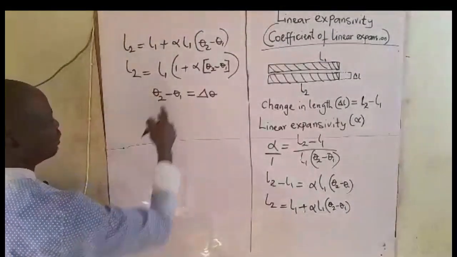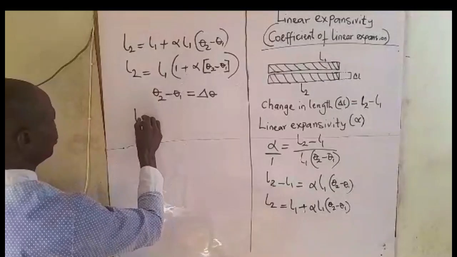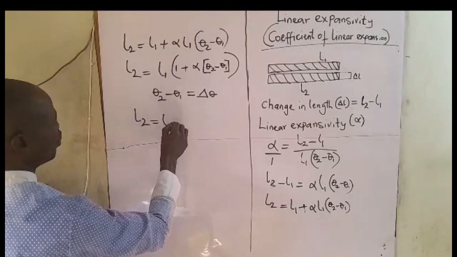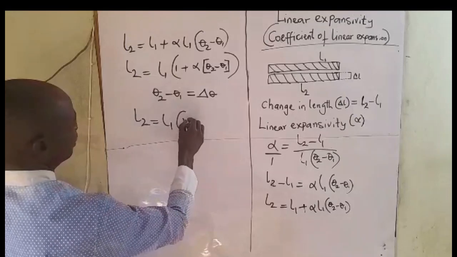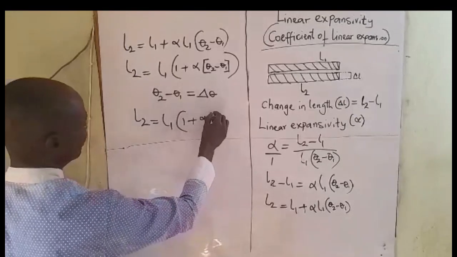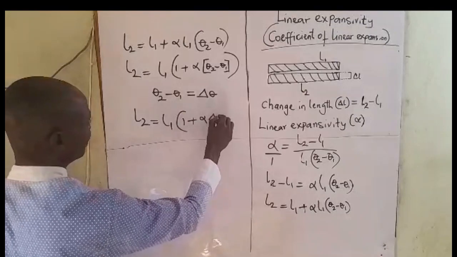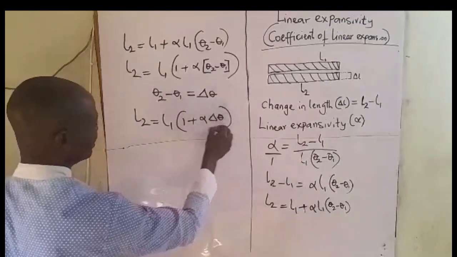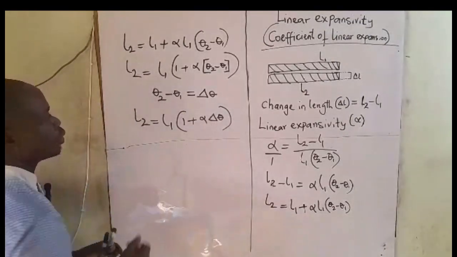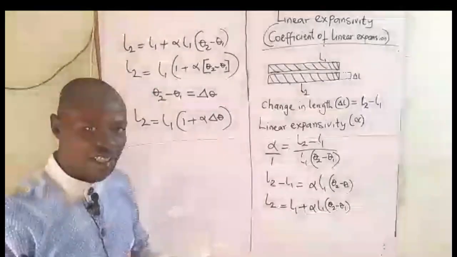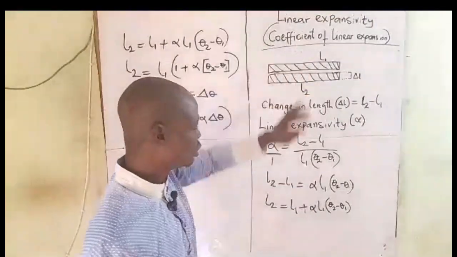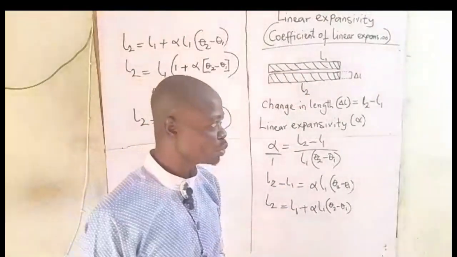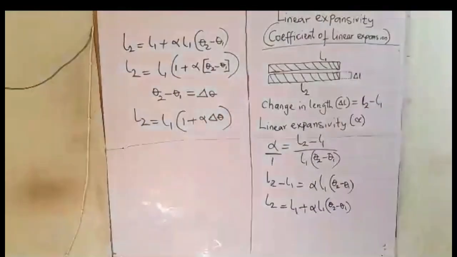So putting the expression back here, we have L2 is equal to L1 open bracket 1 plus alpha, then change in theta. And this is our expression for the final length of the rod when it is heated from L1 to L2. So that is what we were actually trying to derive. So that's it.